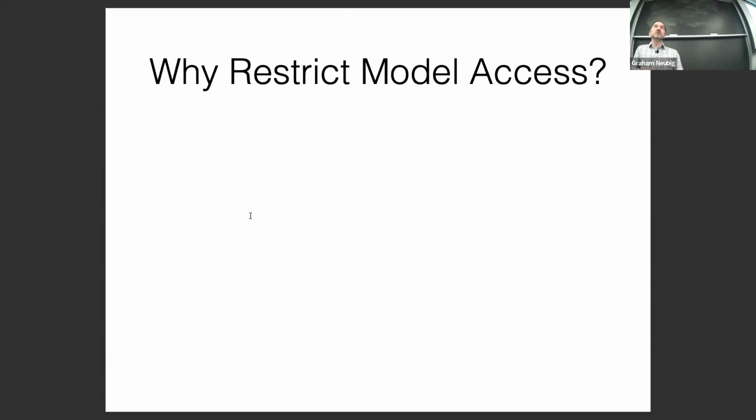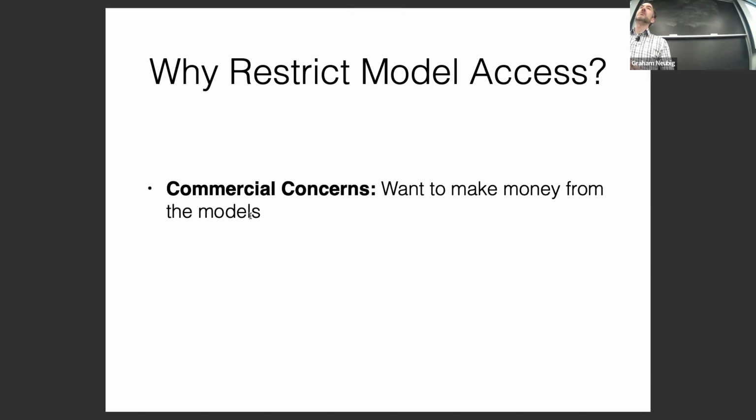So then another question is, why restrict model access? Why do we, number one, make models closed, and number two, maybe not even describe what we did in our models? I think there are three main reasons. The first reason is commercial concerns. They want to make money from the models. OpenAI makes money from the OpenAI API, Google makes money from the Gemini API, and Anthropic makes money from the Claude API. These are all models that I'm going to talk about.